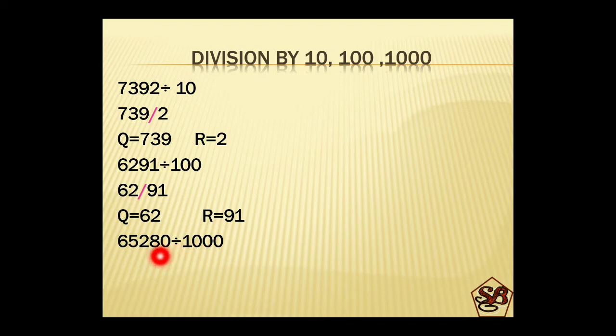Another example, division by 1000. 1000 carries 3 zeros. In this case, we count 3 digits from the ones place, 1, 2, 3, and put a line between 5 and 2, like this. So, our quotient is 65 and remainder is 280.